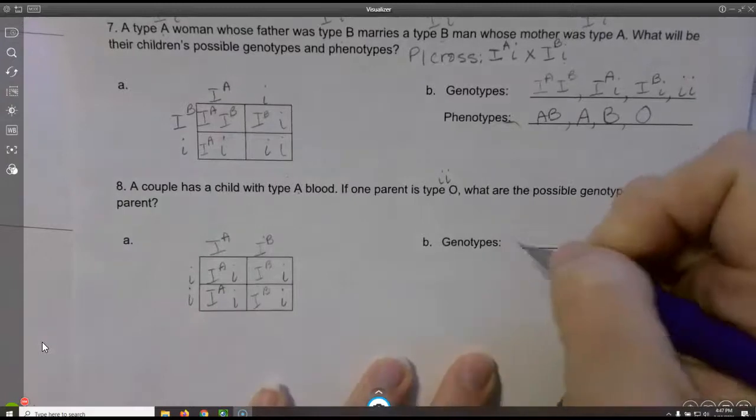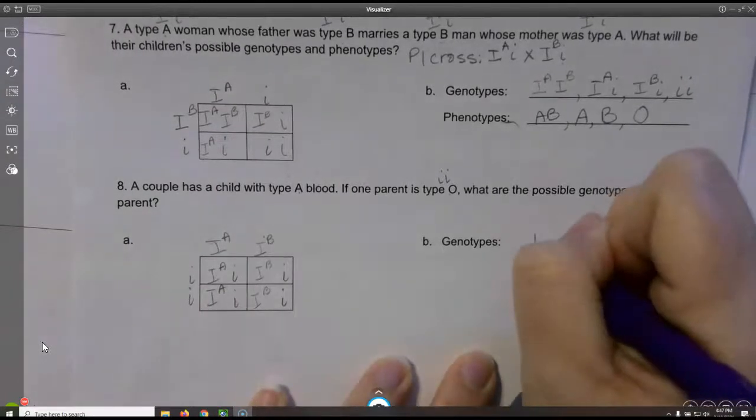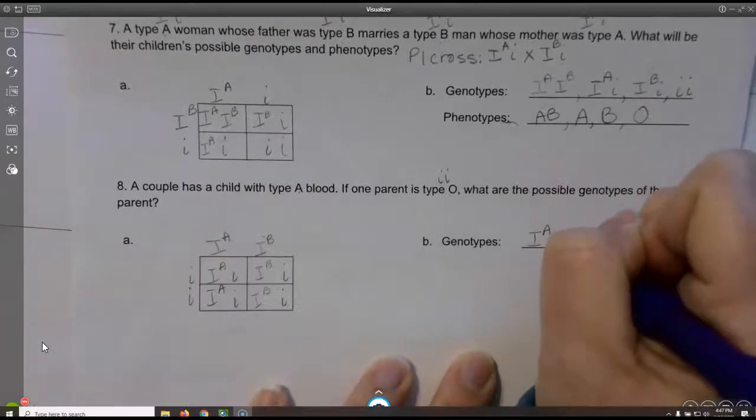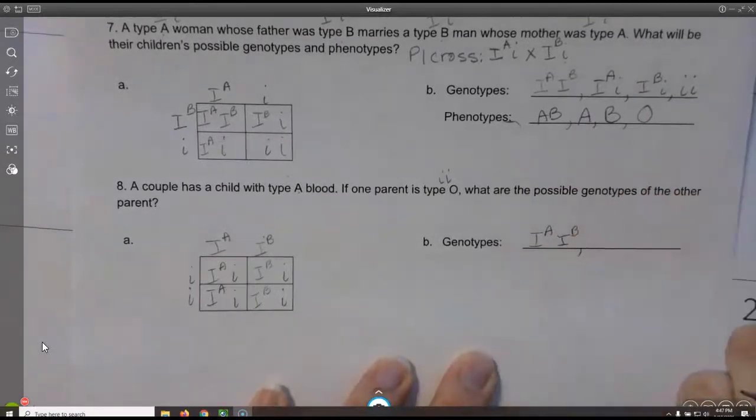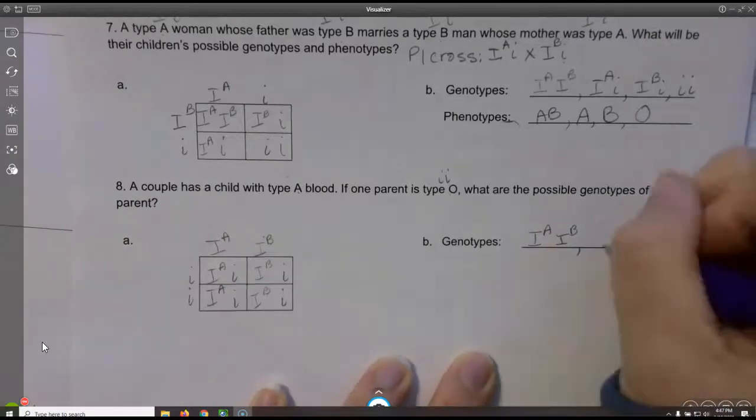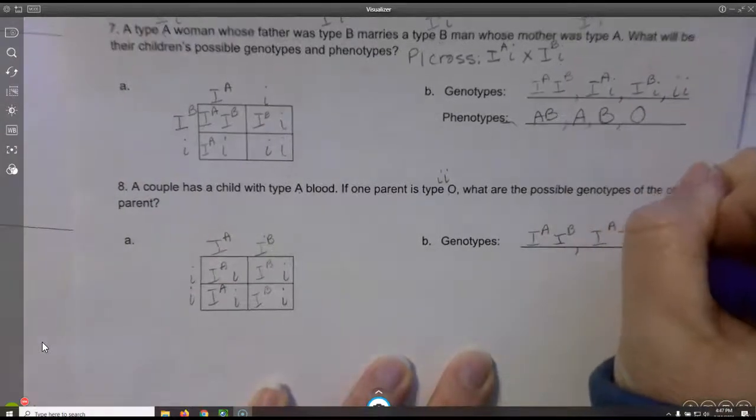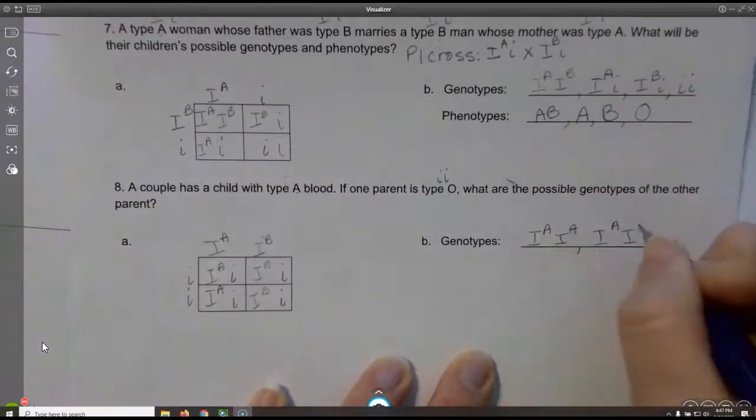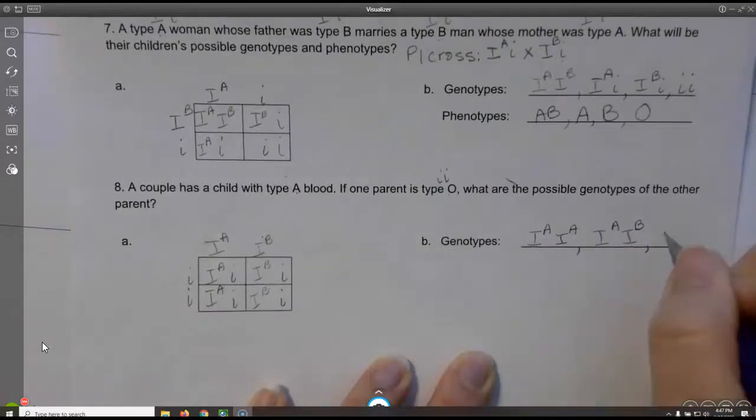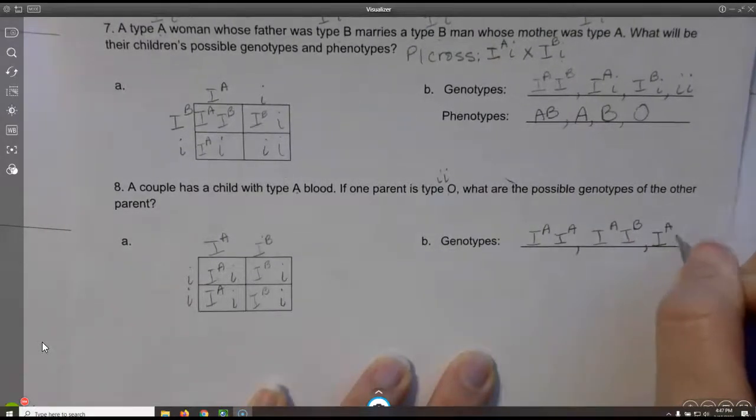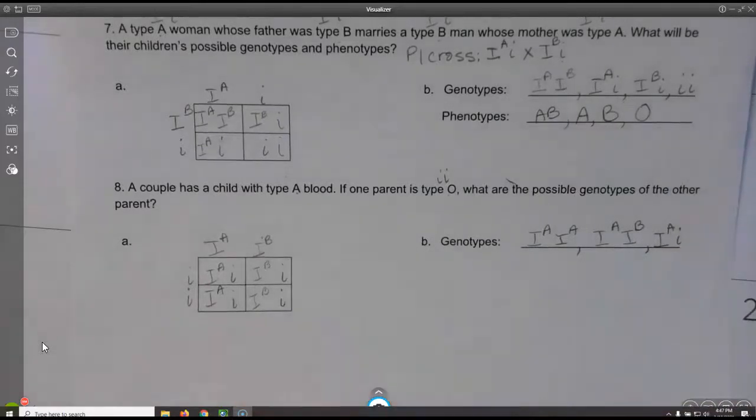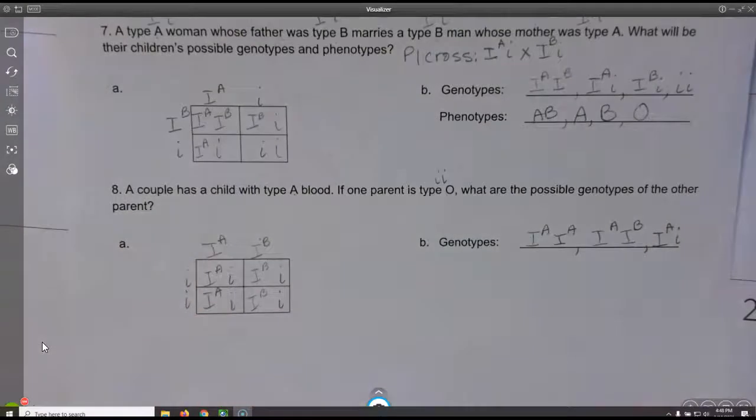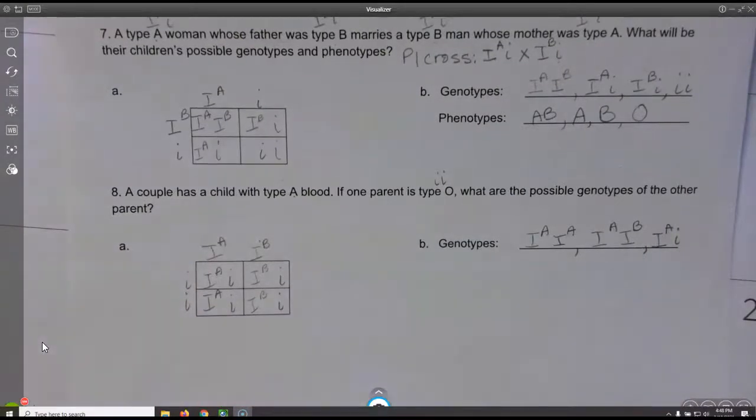So we can put IAIB will definitely could result in an IAi child. Oh, I should have done that one first. IA first, because homozygous goes first. IB. And then, lastly, IA little i. So there's 3 different genotypes that the other parent could have had. See how when we get tired, how many more mistakes we make? It's kind of crazy. All right.